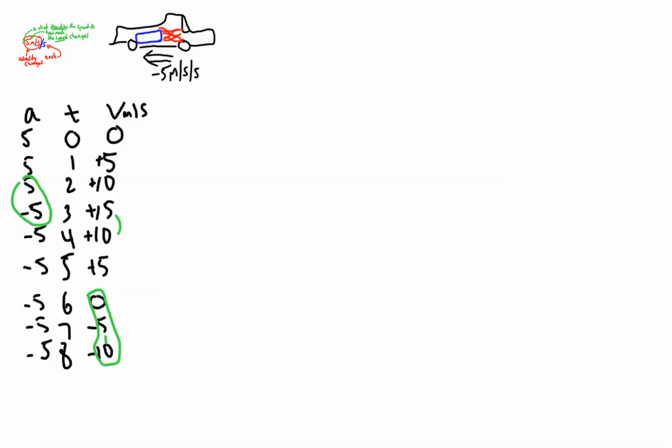Now I want to add a little bit of information to this. I want us to also consider the average velocity, at least in various time intervals. And so in the interval from 0 to 1 second, what is the average velocity? Well, let's see, it started at 0 and ended at 5. So that means on average it was going 2.5.